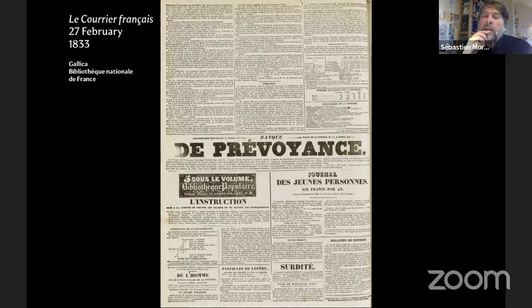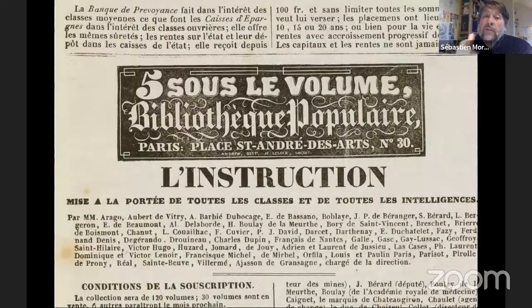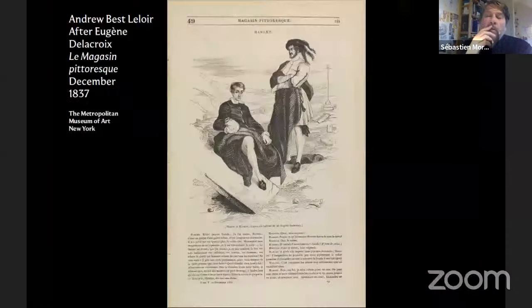1833. And here, if you look closely, first, of course, you have to admire the skill of the person who engraved this ad, and especially these very beautiful and fluffy fat sans serif. But then here below, you notice that there are some names, Andrew, Best, et Leloir. And when I discovered this ad, that rang a bell, because Andrew, Best, et Leloir was one of the most famous wood engraving workshops in Paris between 1832, the date it opened, and I would say the mid-1840s.